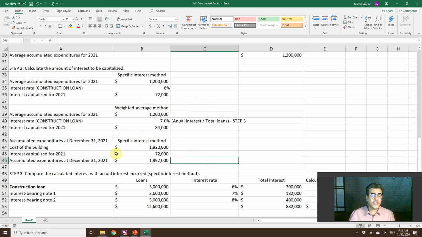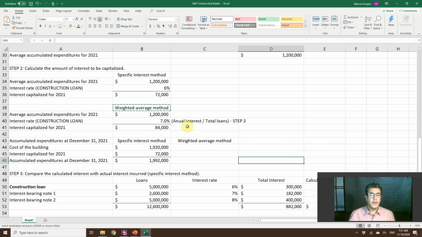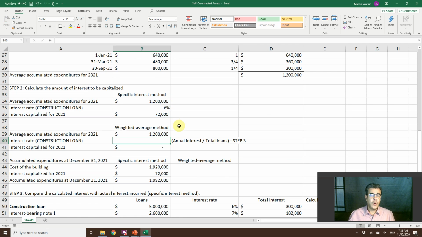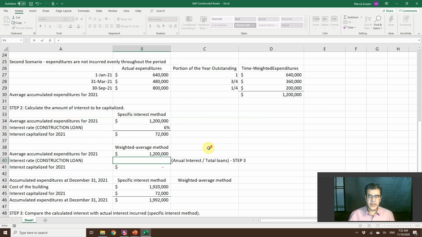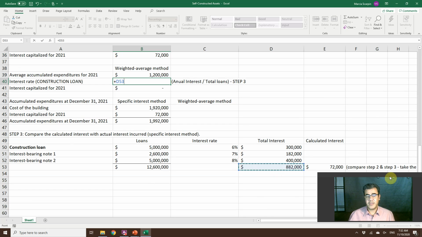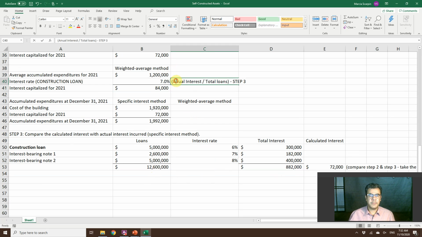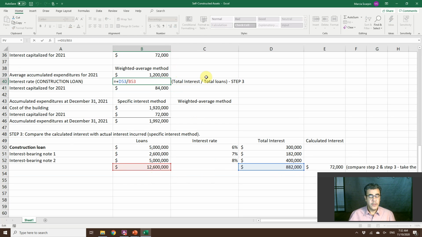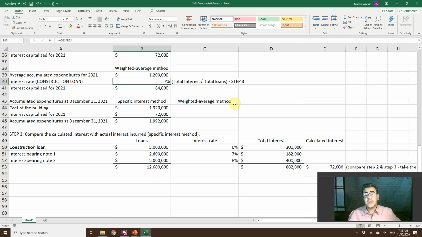And how much would it be with the weighted average method here? How do we find this construction loan? Why is it 7% instead of 6%? We grab annual interest here divided by total loans. Or let's make it pretty. Total interest divided by total loans. So we are working with a weighted average interest rate.